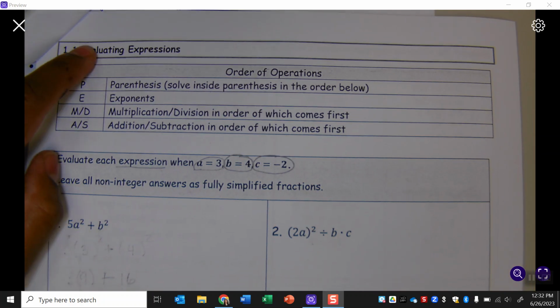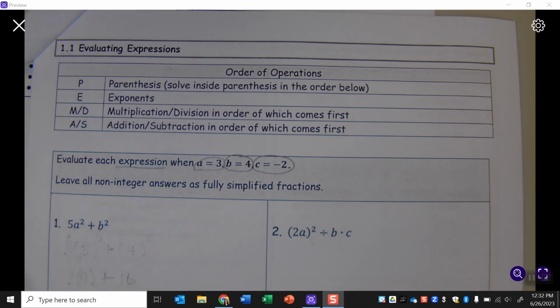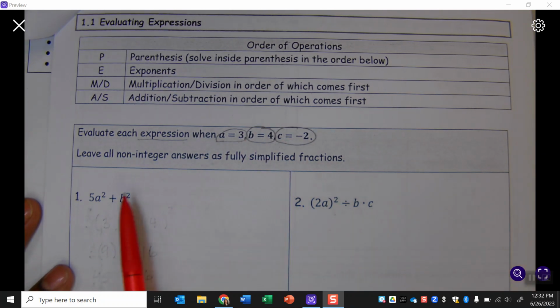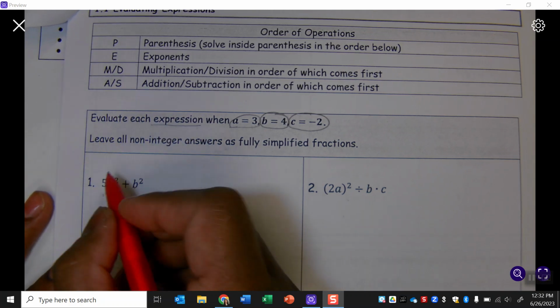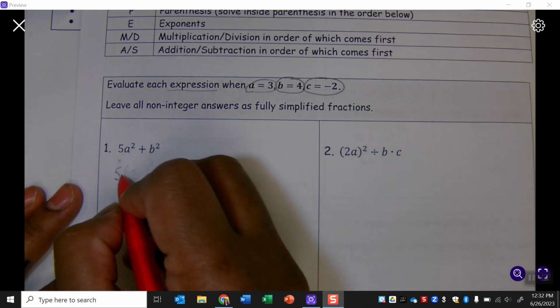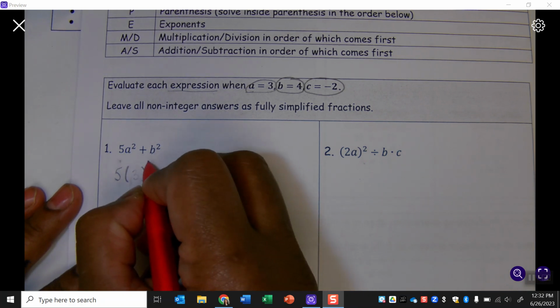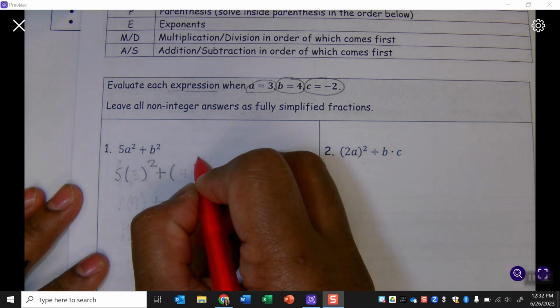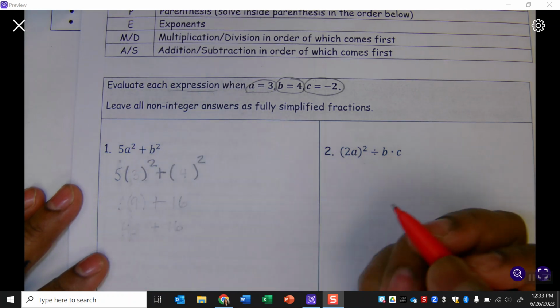So here is 1.1, evaluating expressions. We are going to take these values that are given and plug into our expression. What I'm going to do is write everything the way it is, except for A. I will put a set of parentheses. And then for B, I'll put a set of parentheses and then bring down everything else.